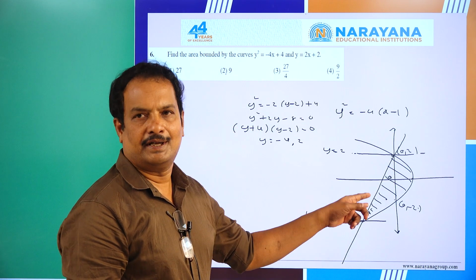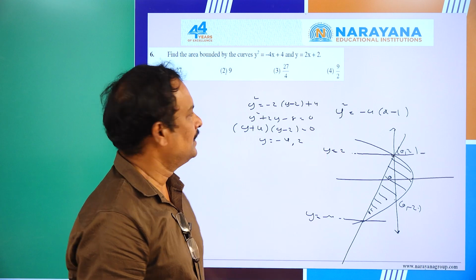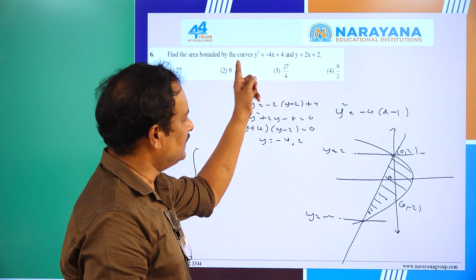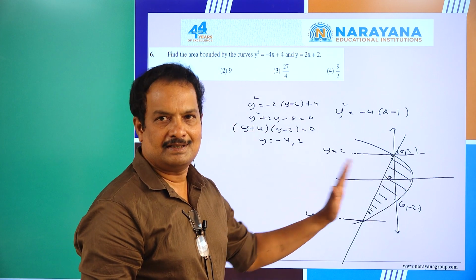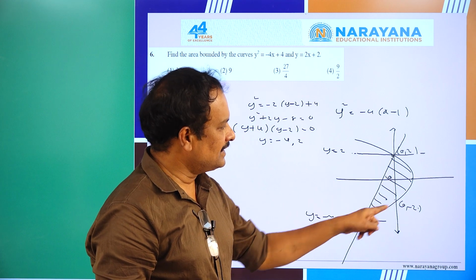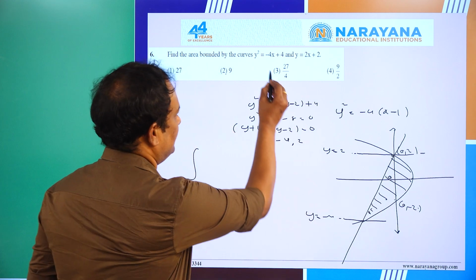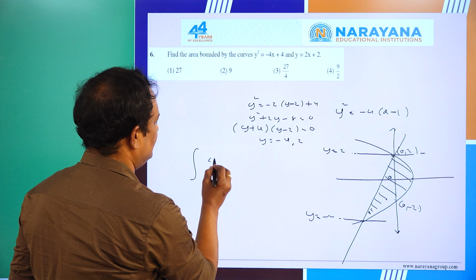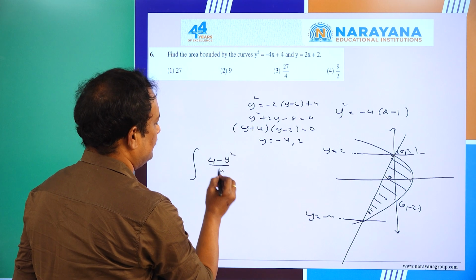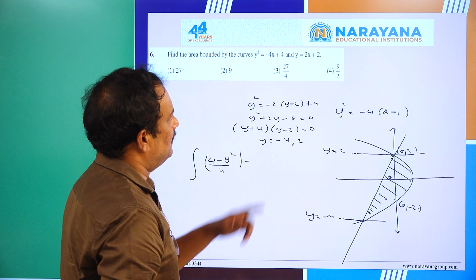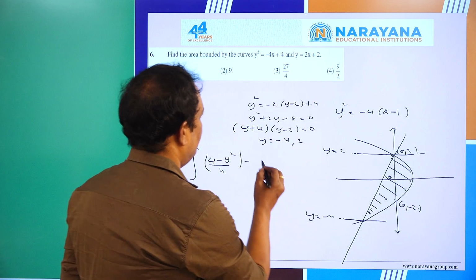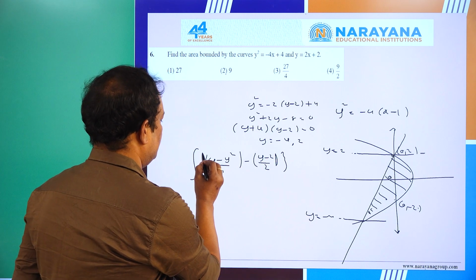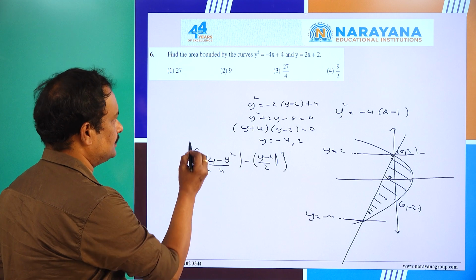So simply upper curve minus lower curve from -4 to 2 there, that's all. So what is area bounded by these two? You express x as a function of y. With respect to y, this should be taken as the upper curve, and this is the lower curve. So separate the x value from this one, which is (4 - y²)/4. And the next one minus, you are supposed to take the x value from this one, which is (y - 2)/2. So you are supposed to integrate this between the limits -4 and 2, that's all.